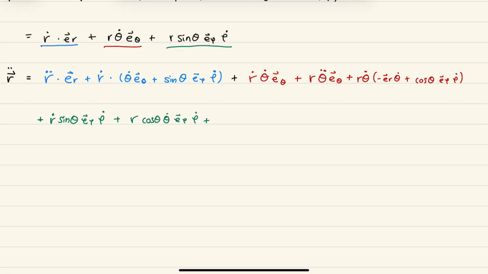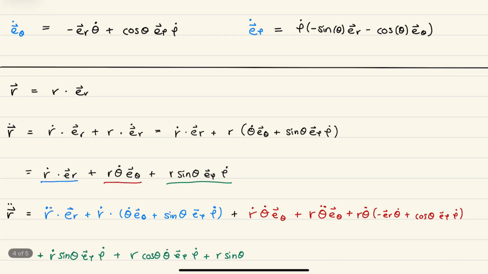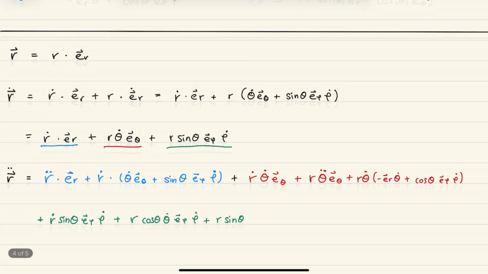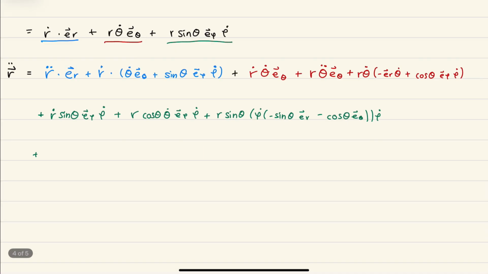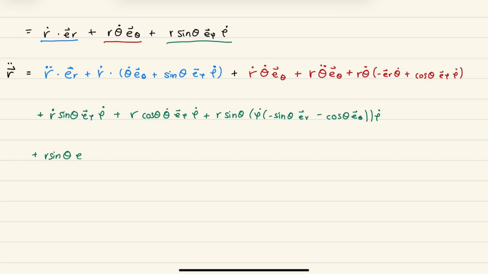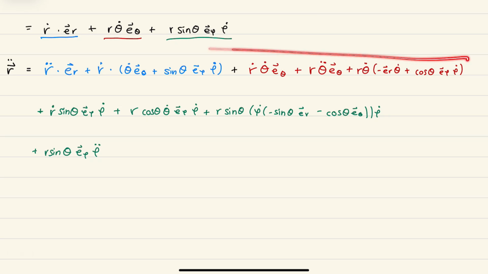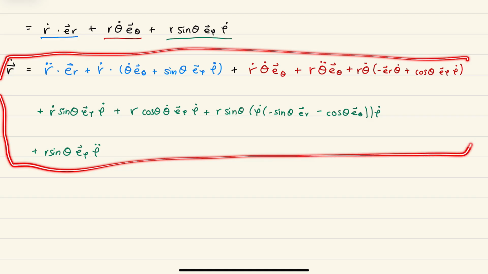So we get r sine theta, and then the derivative of this unit vector is this right here. So we're going to plug that in right away. And then lastly, we're going to differentiate the phi dot and leave the rest standing, which gives us r sine theta e phi times phi double dot. Now, technically, this is the result. This is the acceleration in spherical coordinates.